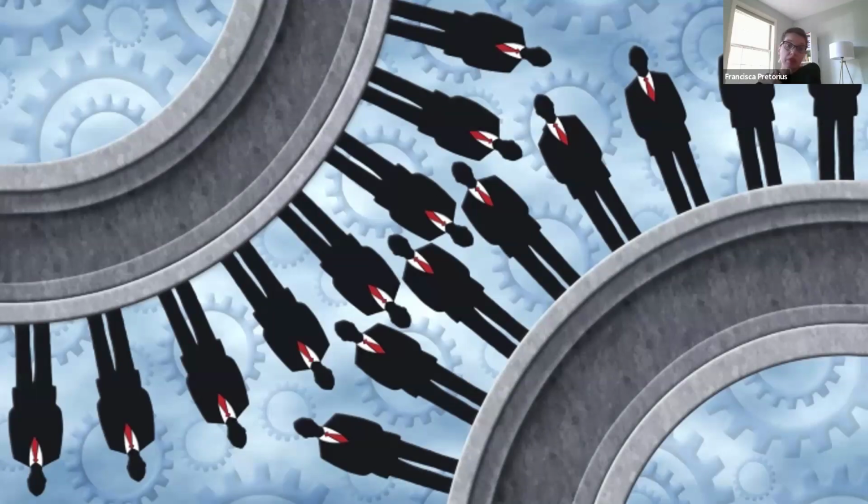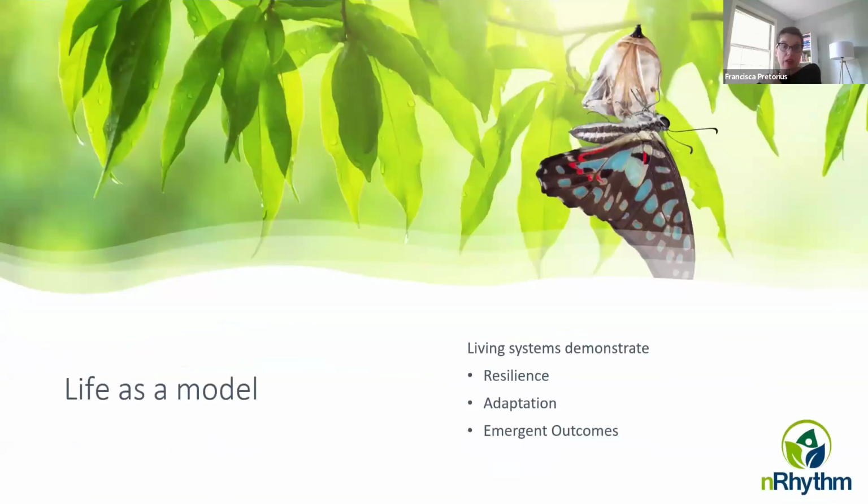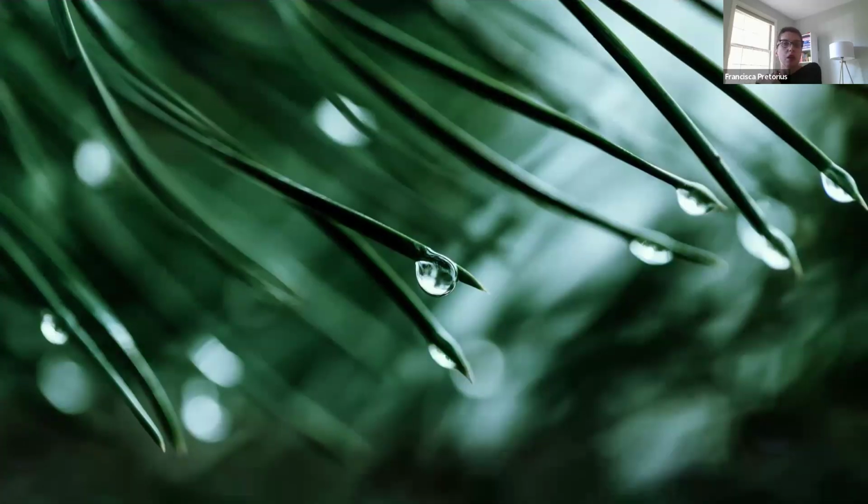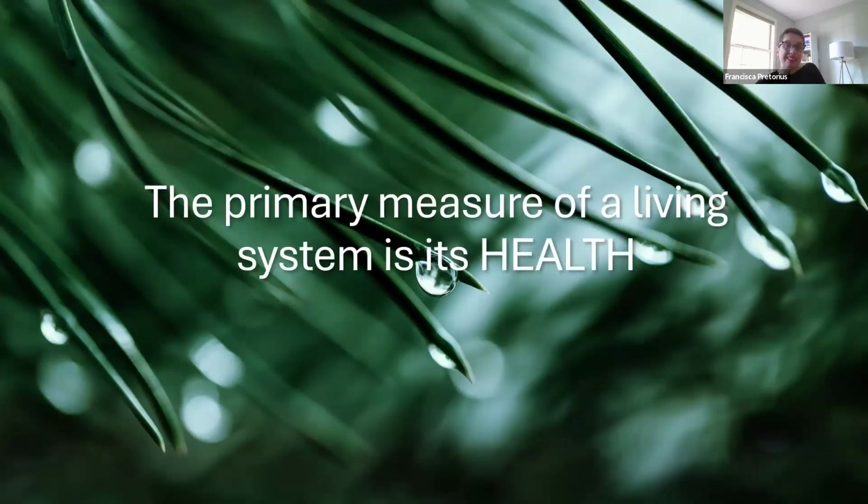So we at nRhythm use a little bit of a different approach. We use life as a model and not machines as models. When thinking about complexity, we think life is a really brilliant example of how to manage and monitor in a living system or a complex environment. Living systems are resilient, adaptable, they allow for emergent outcomes. So our framework for managing complexity really becomes this. And what is the primary measure of a living system? We believe it's health.